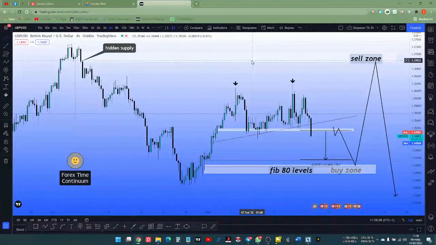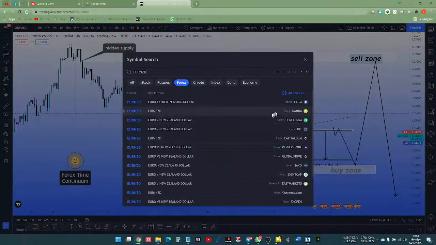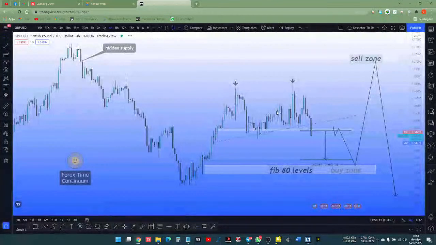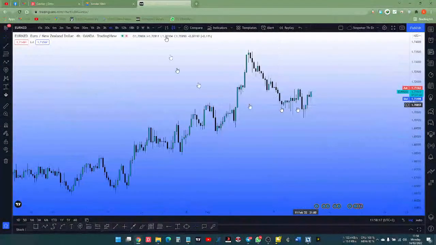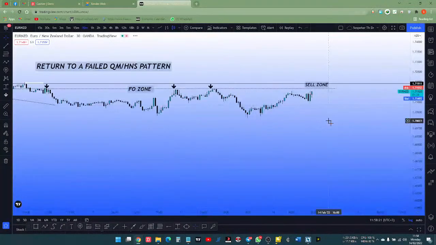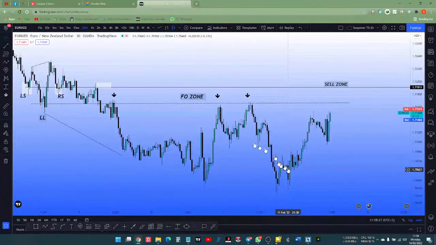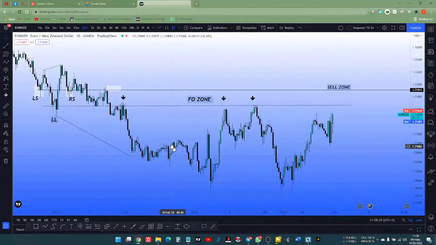The next is the Euro NZD, and I'm waiting for a setup on M30. I think it's M30. As you can see, the price has already formed a fake out. So this is a return to a failed QM.